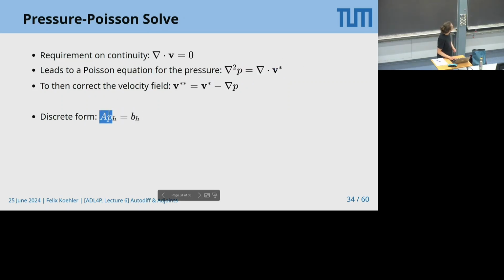So a system matrix A with a discrete representation of the pressure, a very long vector, a lot of degrees of freedom, and a very long right-hand side with a lot of degrees of freedom. How do you solve a linear system of equations? Well, there are a lot of algorithms to do so, but for these big problems that Phi-Flow solves, the default it resorts to is the conjugate gradient algorithm.